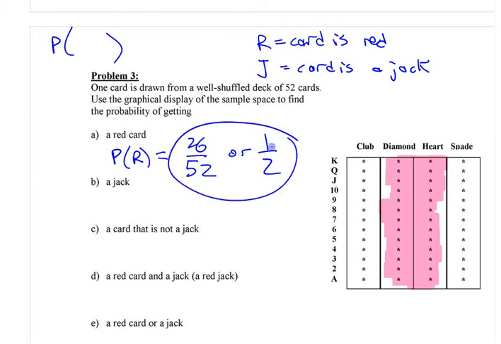Either one of these has some meaning in the situation. It isn't that you always have to reduce things down. It's up to you. You can leave it like this if you want, or you can reduce it.